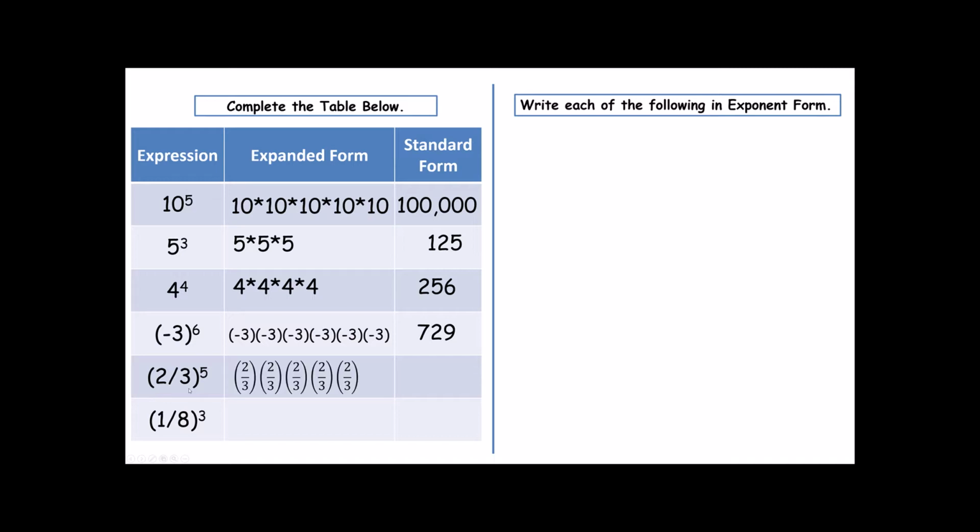2/3 to the 5th is just 2/3, 2/3, 2/3, 2/3, 2/3. Using our multiplication of fractions rules, we know we just multiply the numerators, 2, 4, 8, 16, 32. And we multiply our denominators. 3 times 3 is 9, 27, 81, 243. Again, notice the 2's and the 3's are popping up quite often.